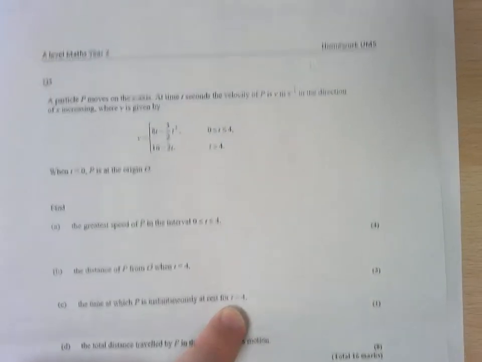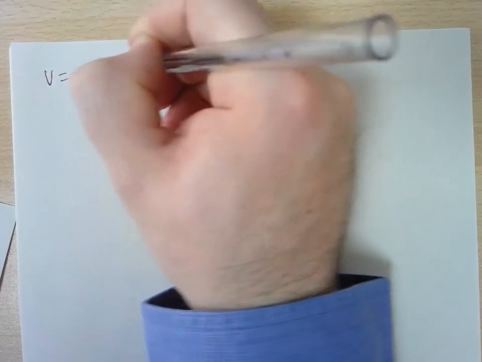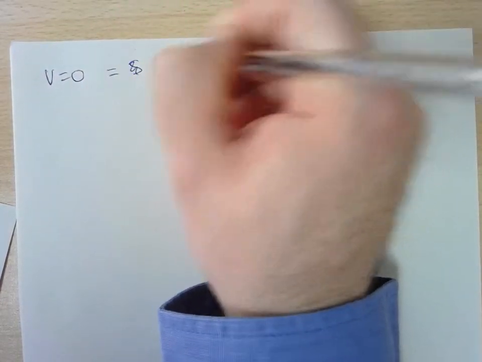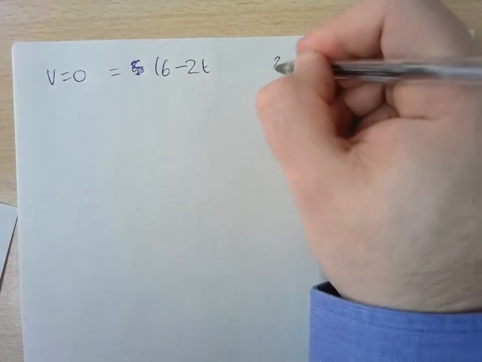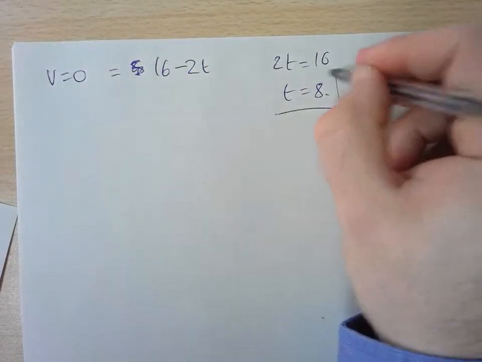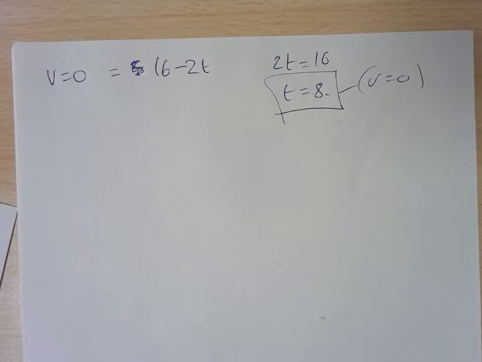So hopefully we can look from this and write down v equals 0, which is equal to 16 minus 2t. So 2t has to equal 16, so t has to equal 8. So this is the point where v equals 0. So we took our velocity, we made it equal to 0, we found a t value.